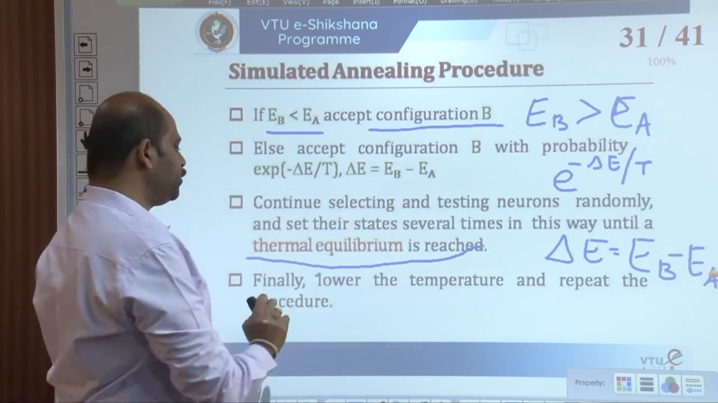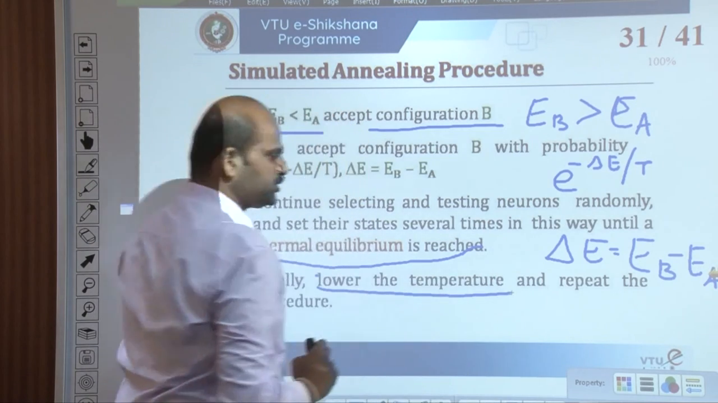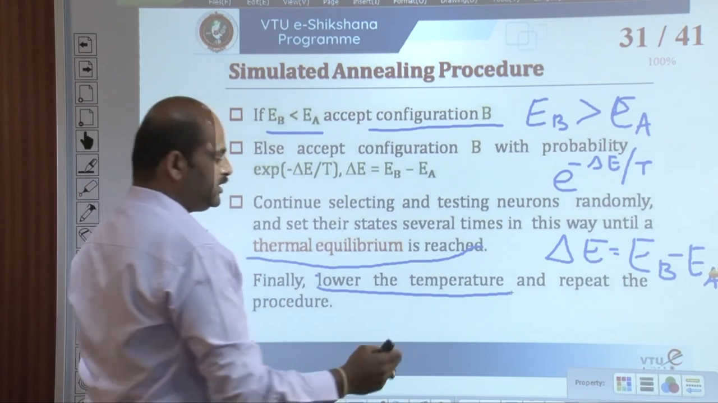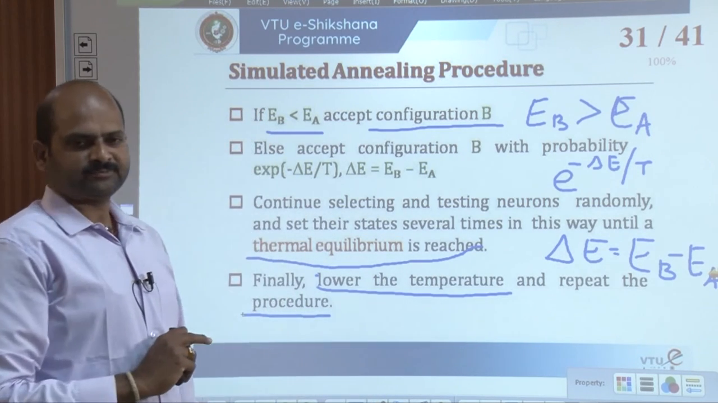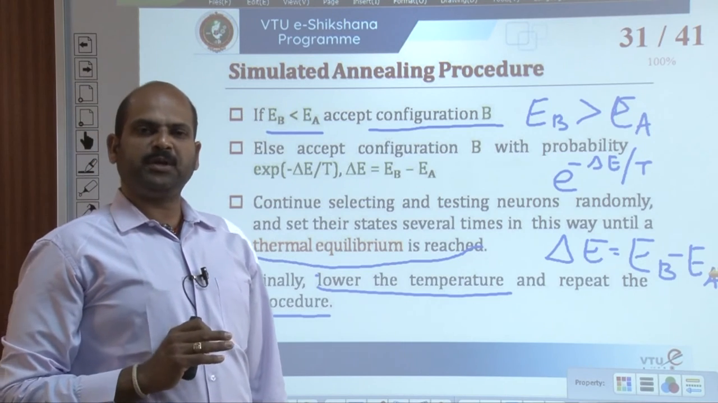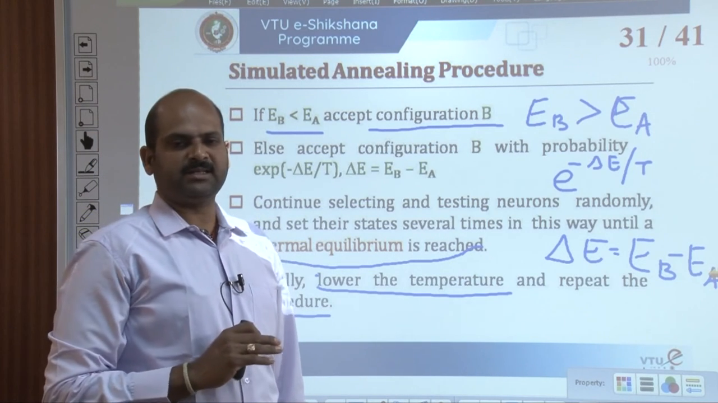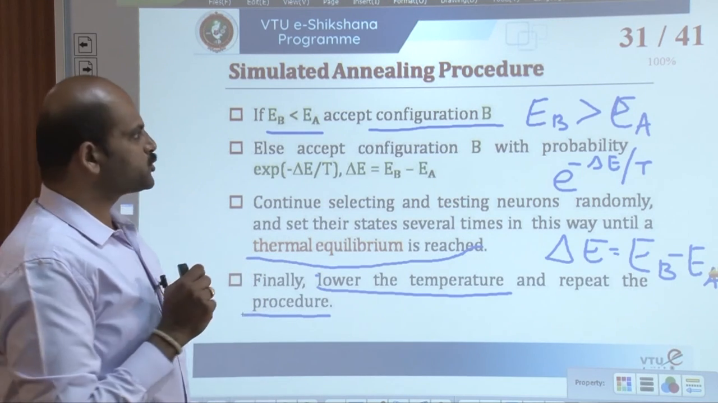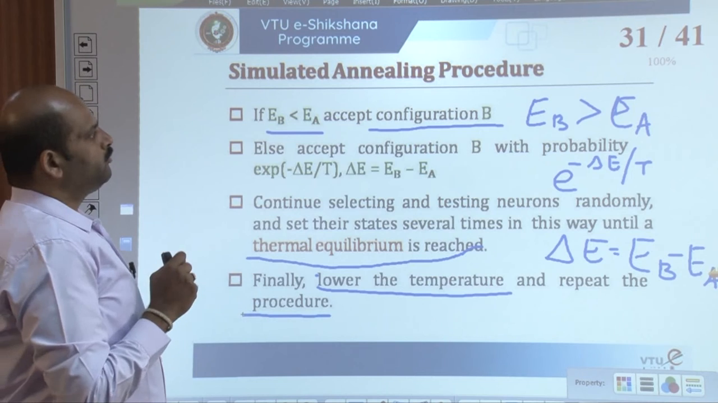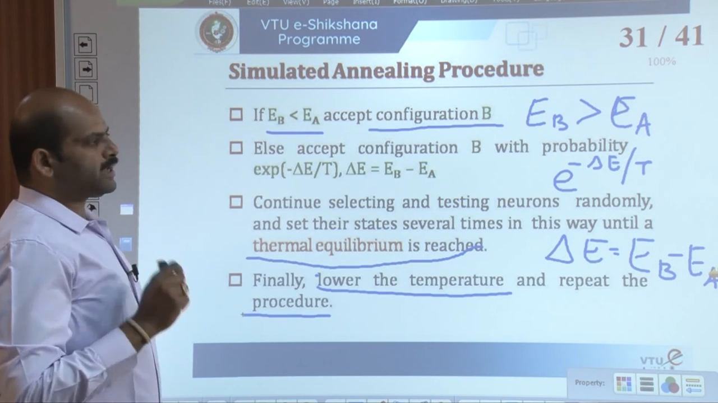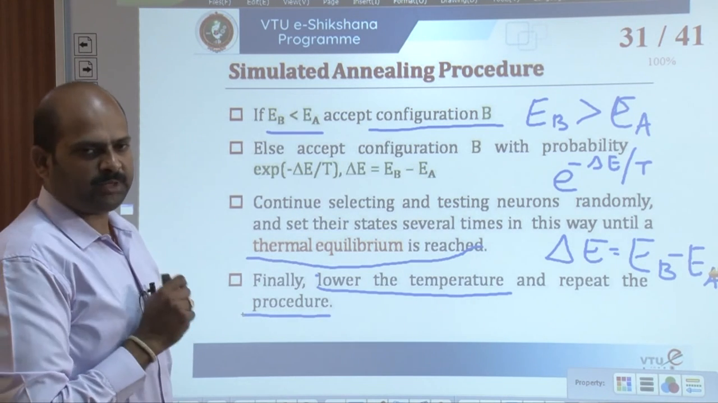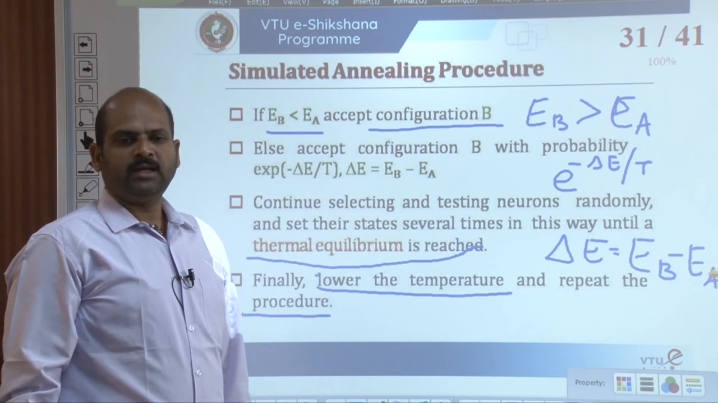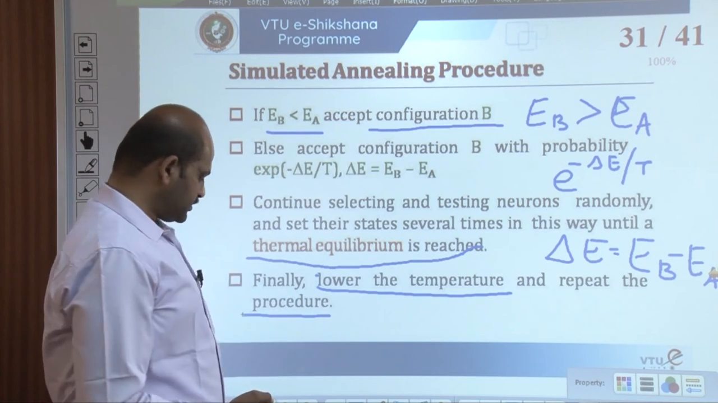And finally, we lower the temperature, and for further process we repeat the procedure. This procedure continues until the temperature reaches a very small value. This is called the procedure for the simulated annealing process. So it has to be taken into consideration. There are 8 steps we have to follow. Once again, I am going to repeat these 8 steps.